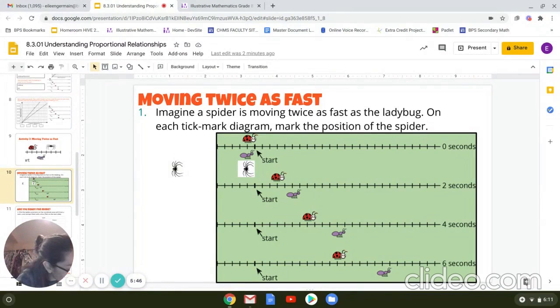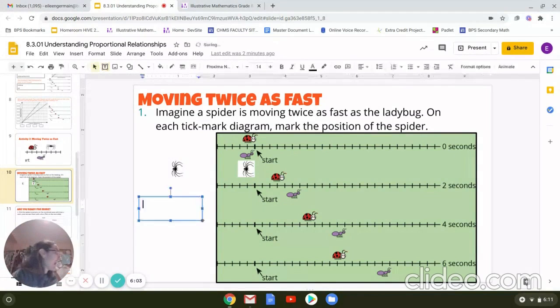2 centimeters per second. Okay, and we can write that out as 2 centimeters per second. So we remember how fast the ladybug went. I'm just going to write that on here for myself so I can remember how fast this ladybug goes. So the ladybug moves at 2 centimeters per second. Okay?